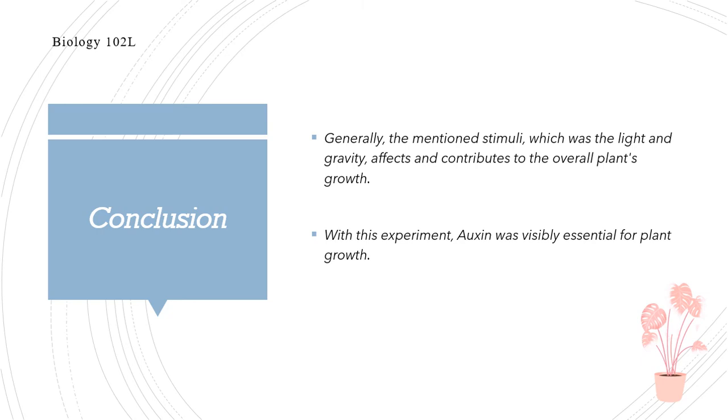Auxin, a plant hormone, has different effects between the shoot and root system, and therefore is essential for plant growth.